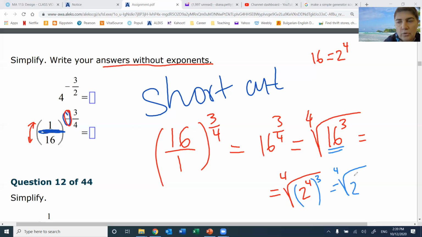How many groups of 4 fit into 12? 3. So the whole thing is 2 to the power of 3. You could see it here though. See, let me get green. You see how we have 4 and 3? You can just flip those, put the 4 outside, this inside, and you have 4 groups of 3.